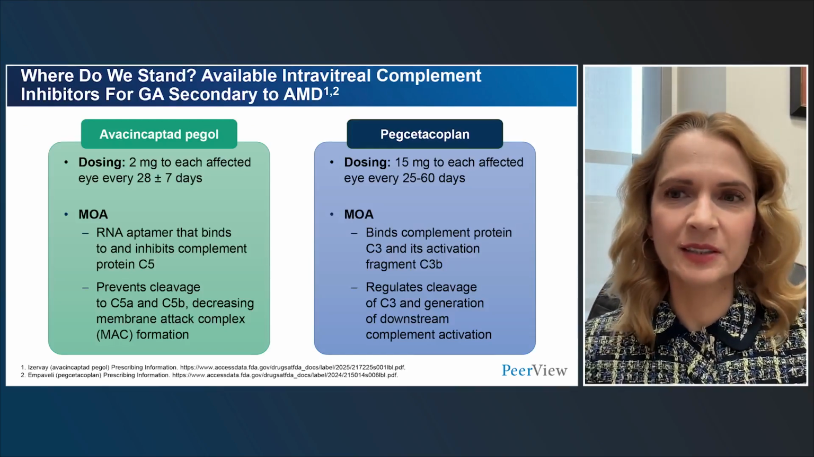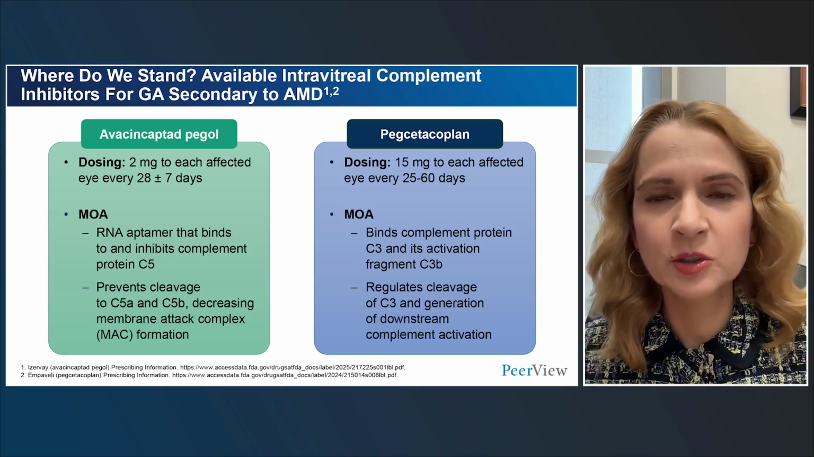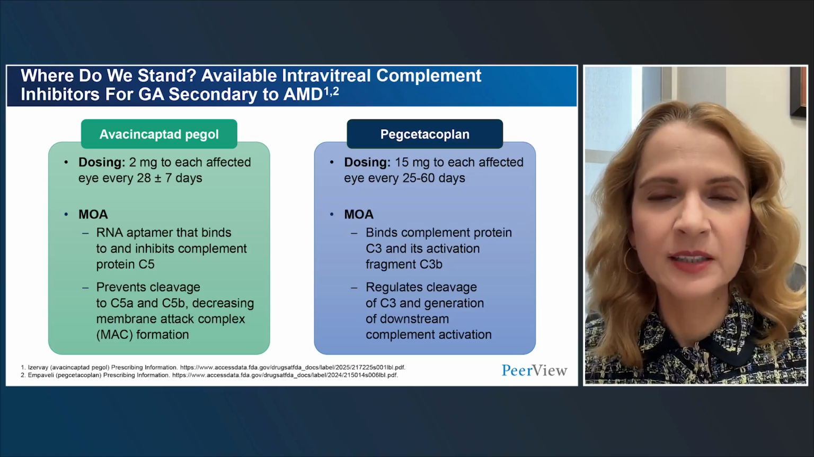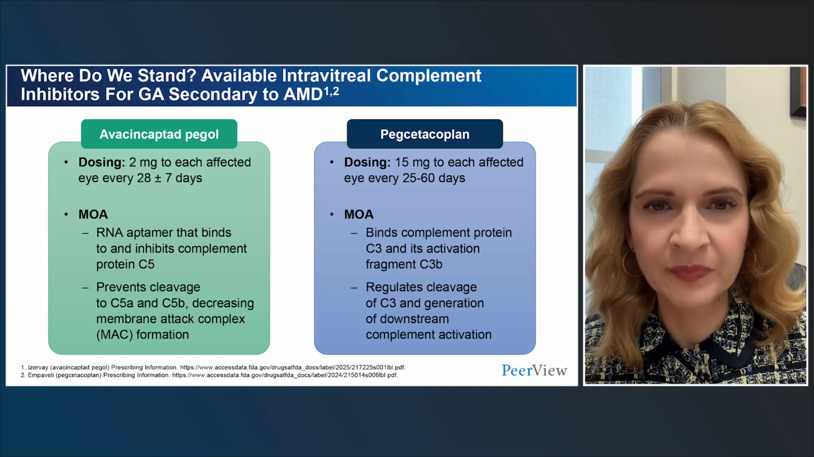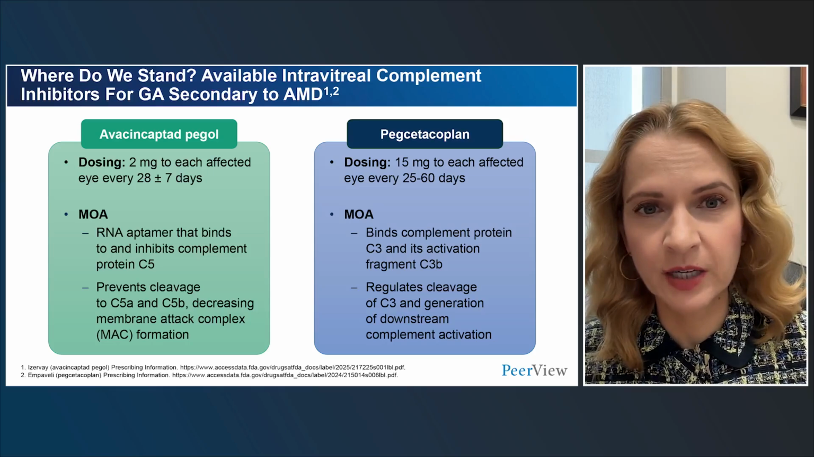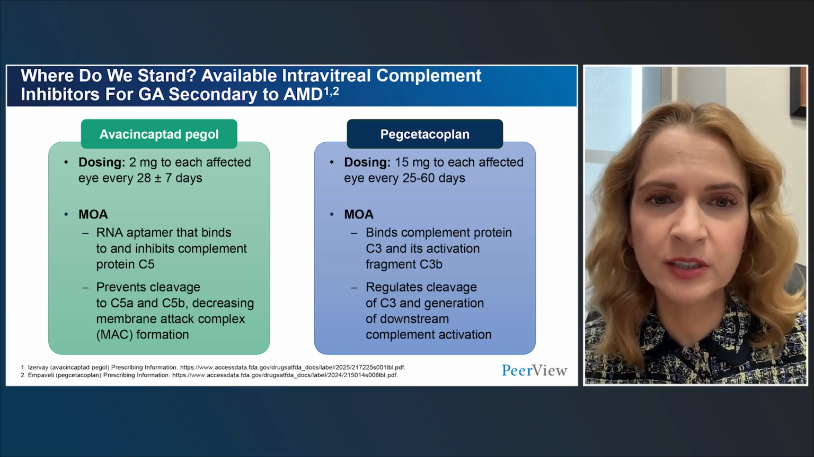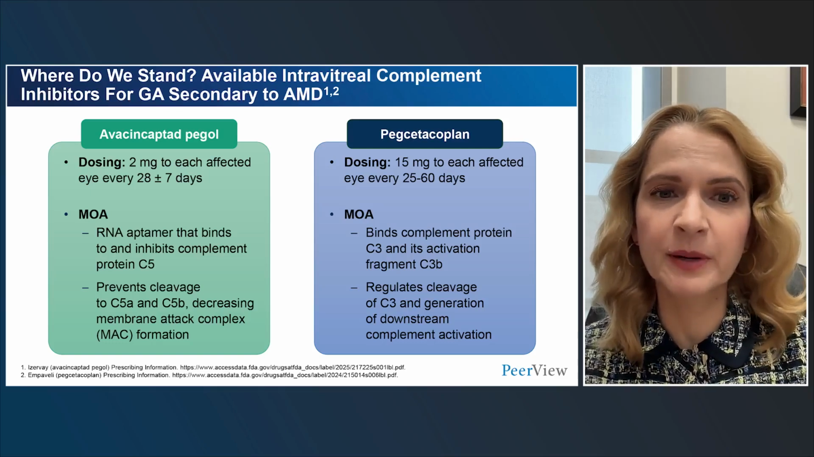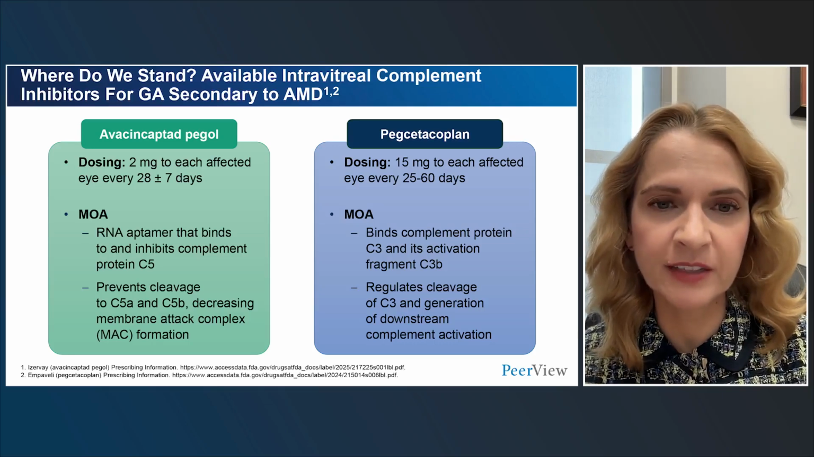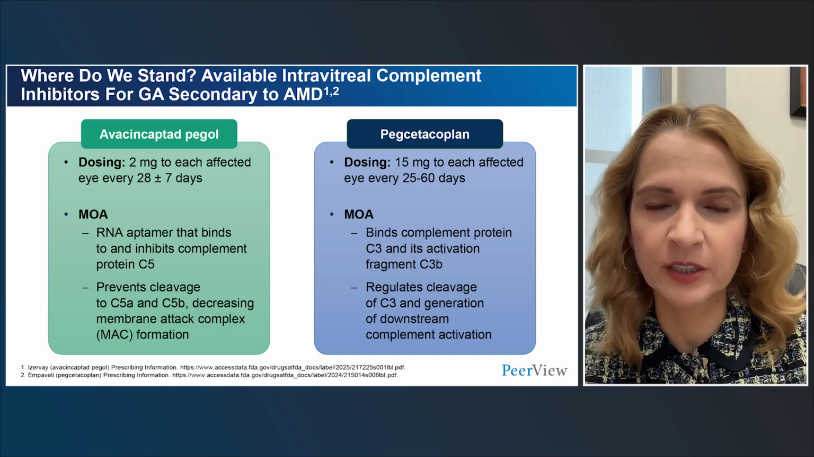So where do we stand in the treatment with complement inhibitors for geographic atrophy? These are the 2 available intravitreal agents that have been FDA approved. The first is avacincaptad pegol, which is dosed in 2 milligrams to each affected eye via intravitreal route every 28 days, plus or minus 7. The mechanism of action is that this is an RNA aptamer that binds to and inhibits complement protein C5, preventing cleavage to C5a and C5b.